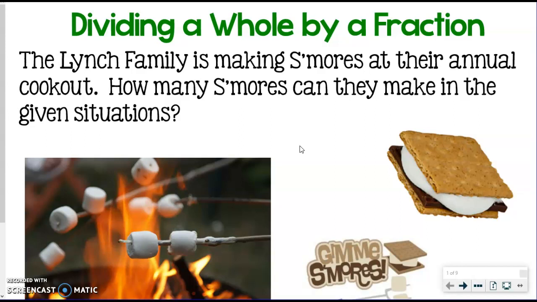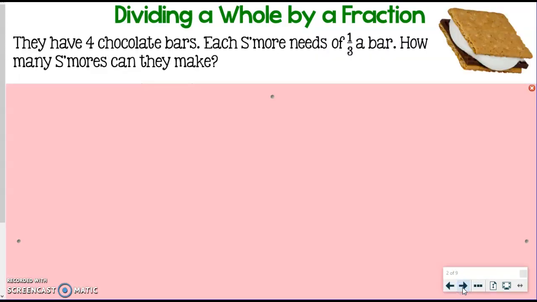We're going to use some food to help explain it, which I'm sorry if it makes you hungry, but this is the best way to explain this. We're going to start with dividing a whole by a fraction. We're going to use this example of my family, the Lynch family, where we're going to be making s'mores. So let's talk about these different scenarios. Follow right along with yours.